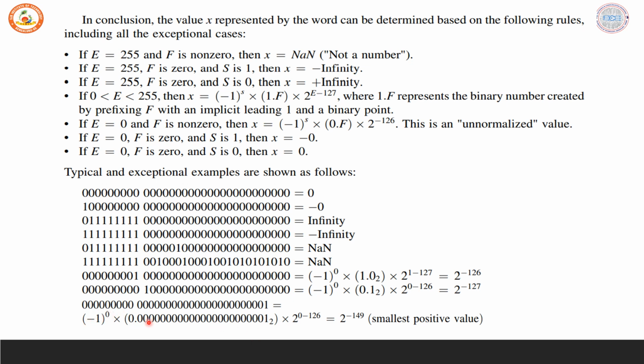And here is the representation of the smallest positive value which can be represented. So we get the smallest positive value by taking the most significant bit as 0, all the exponent bits as 0, and the mantissa having the least significant bit as 1. Now this combination gives you the answer, which is 2 to the power of minus 149. We can see the numbers which are falling in the range of 2 to the power of minus 126 and 2 to the power of minus 127 also.